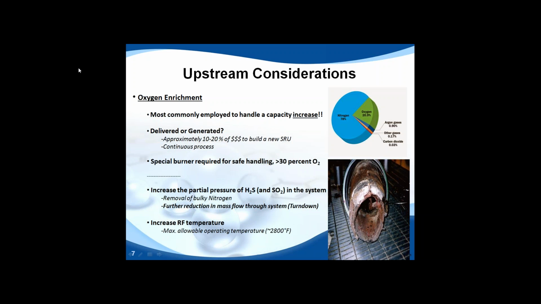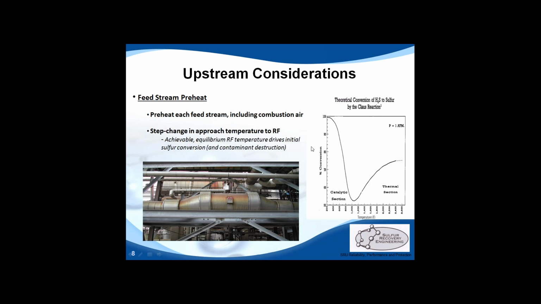The bottom line in the picture on the right shows a burnt burner tip. Because of excessive temperatures due to employing oxygen enrichment and not having enough pressure in the system and/or mass flow to push that flame in our reaction furnace far enough out from our burner tip. A very common problem that we see out in the field. But again, pros and cons to everything. Feed stream preheats. Quite easy.